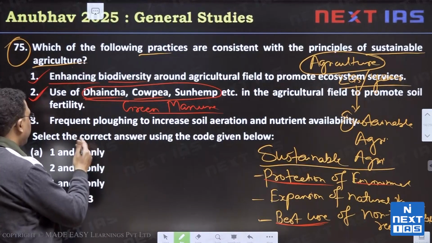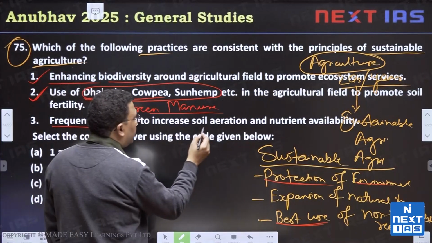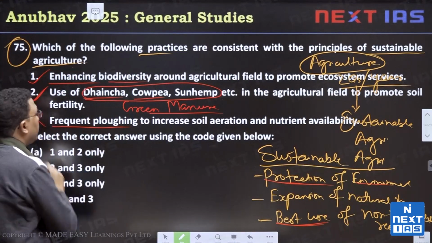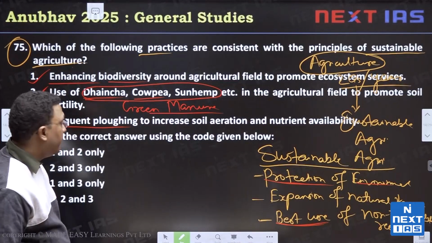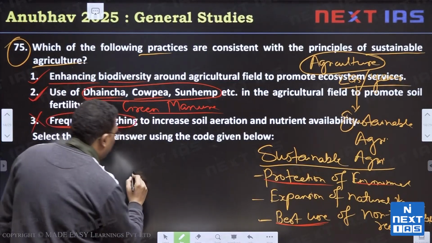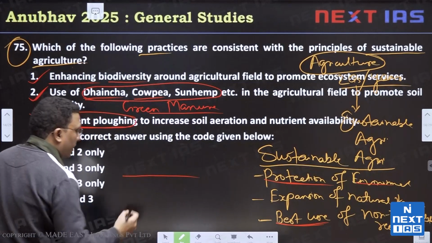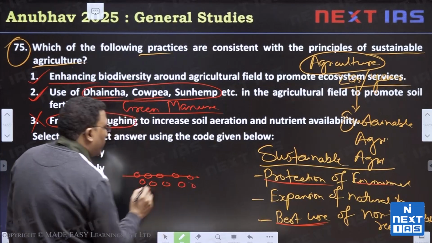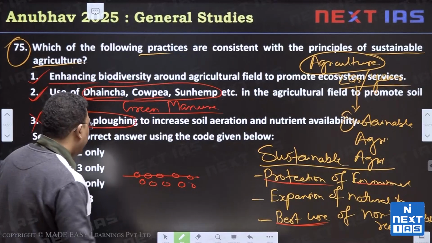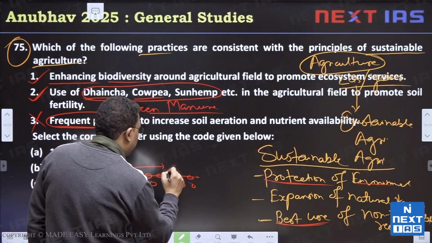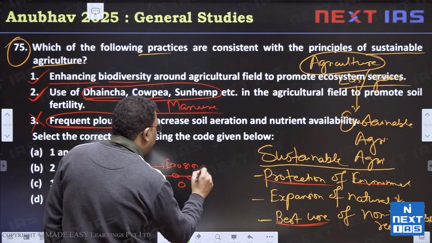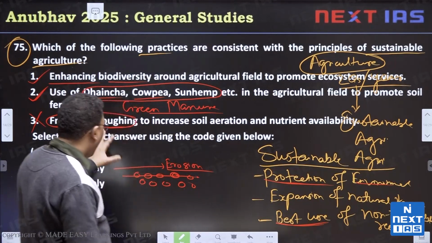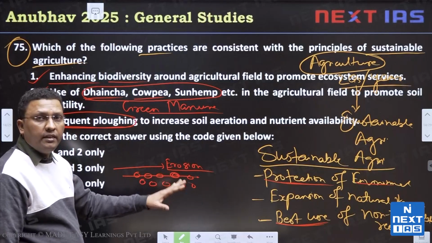Now let's see the third practice that is given here, frequent plowing to increase soil aeration and nutrient availability, right? This will not be in line with the principles of sustainable agriculture. Why? Because frequent plowing, so let's say this is the soil, once we plow the soil, it gets broken into smaller pieces, right? This is what plowing means. So once it gets broken into smaller pieces, it becomes susceptible to erosion because moving air and water can pick these smaller fragments of soil and transport it to some other places, right? So plowing makes the soil susceptible to erosion, right?